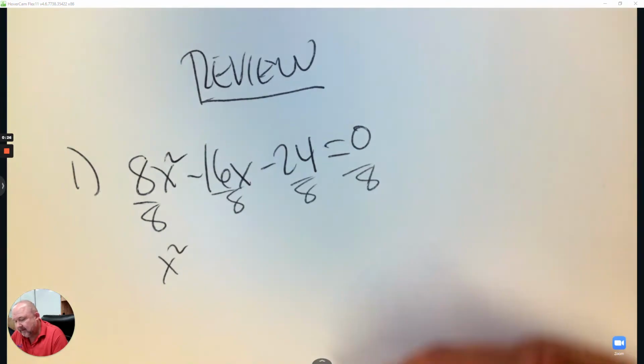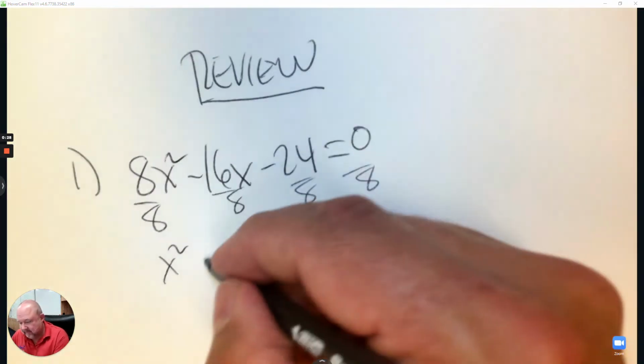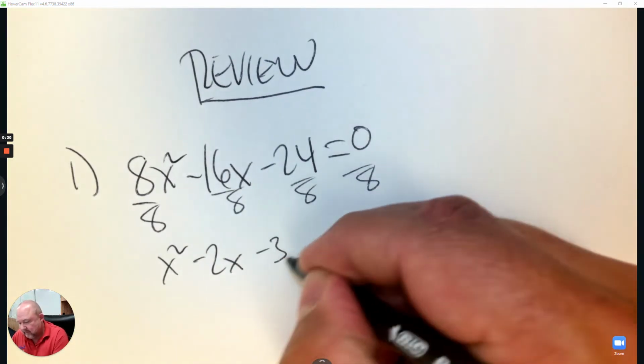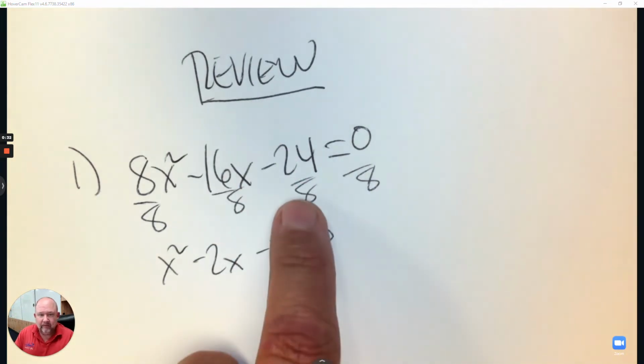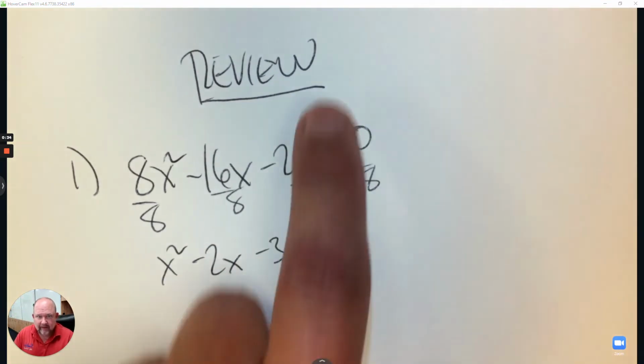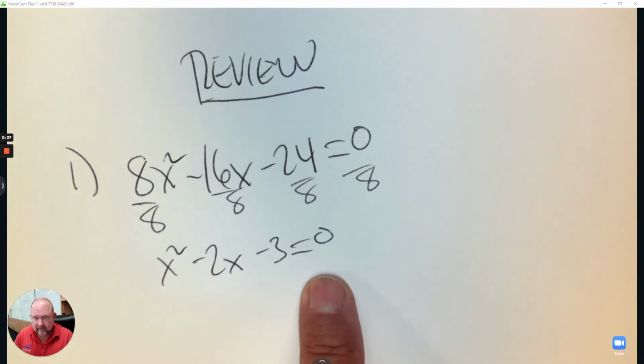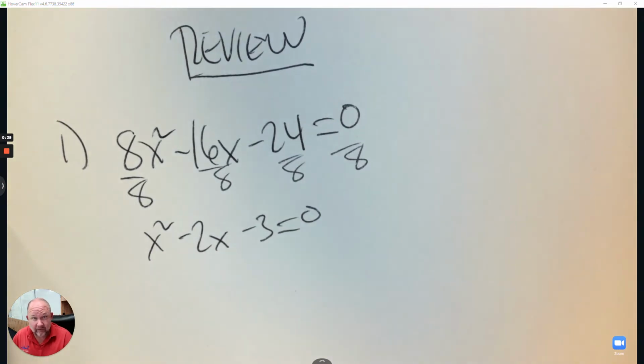That gives me 1x squared. Negative 16 divided by 8 is negative 2x. And negative 24 divided by 8 is negative 3. And 0 divided by 8 is 0. All right, so step 1 is to divide to reduce it down.